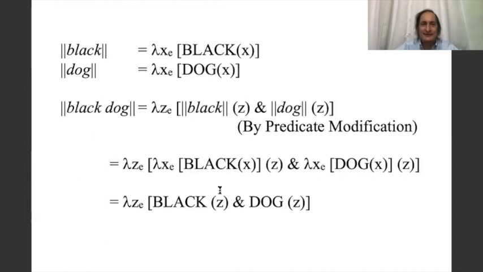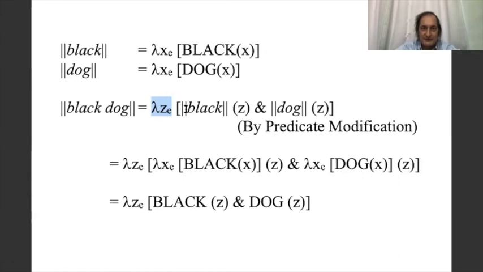Okay, so let's see how this works. We're going to keep to a very simple black. Black is the one-place predicate black. Takes an individual, gives back a formula. Dog is also a one-place predicate. Takes an individual, gives back a formula. Our rule of predicate modification tells us we can put those two together just like they are, like this. We put the lambda z here, it's of type e, and we make a conjunction.